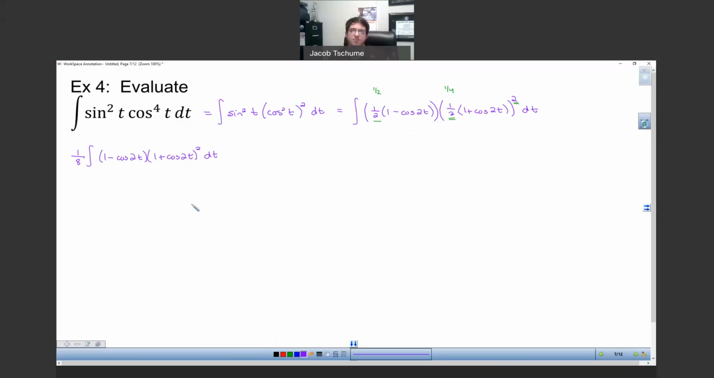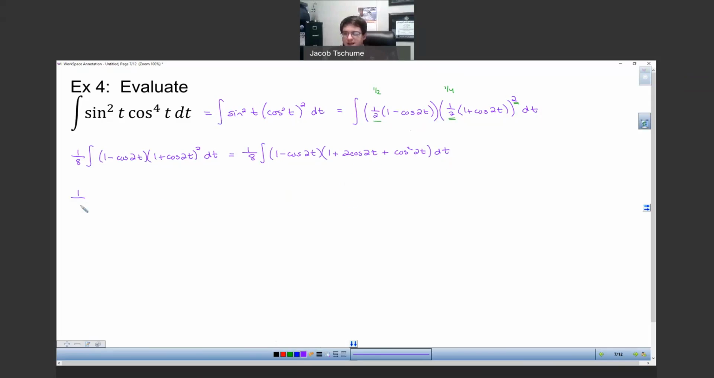All right, we got to multiply all this together. So the first thing I'm going to do is I'm going to FOIL the 1 plus cosine 2t together. So this would be 1/8 times the integral of 1 minus cosine of 2t times, if you were to FOIL this together and combine terms, you should get 1 plus 2 cosine of 2t plus cosine squared of 2t dt. And now you must multiply the binomial times the trinomial together and see what combines.